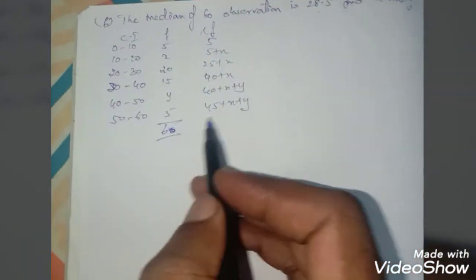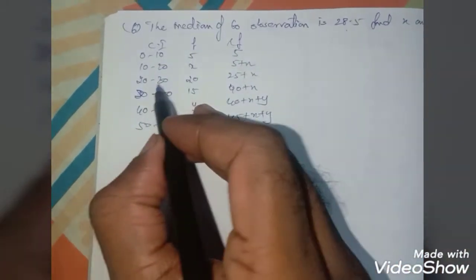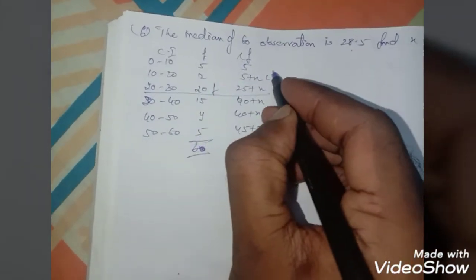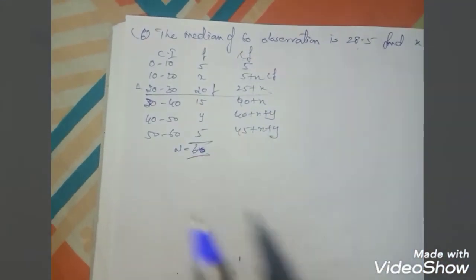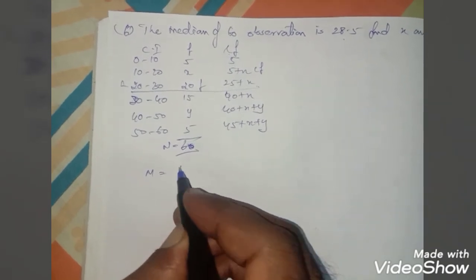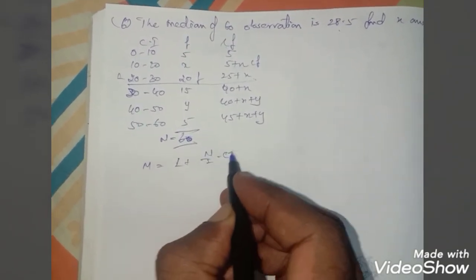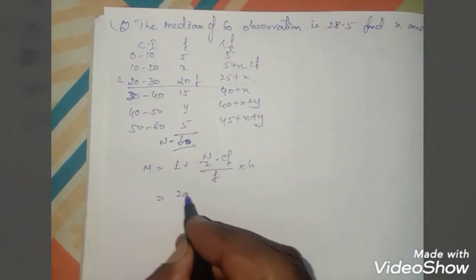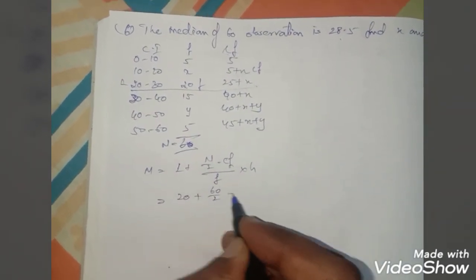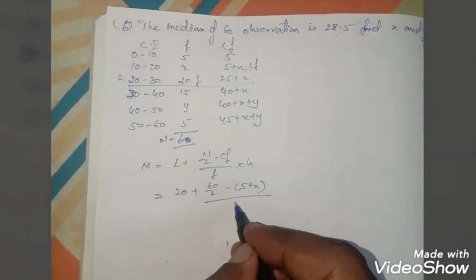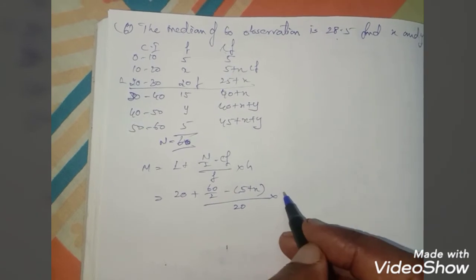Now after getting this 45 plus x plus y, next you have to find the highest frequency in this. Now highest frequency is 20. Just underline this frequency, denote as f. This is CF and this is L and this is n. Now substitute in your formula. So median is equal to L plus (n by 2 minus CF) by f into h. So L is nothing but here 20 plus n is 60, 60 by 2 minus CF is 5 plus x divided by f is 20 into h. H, the difference, is 10.